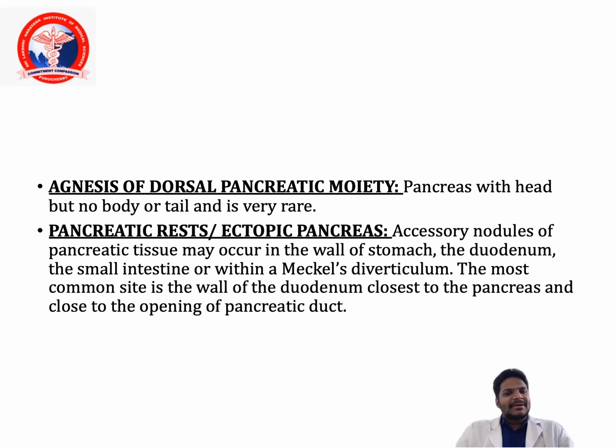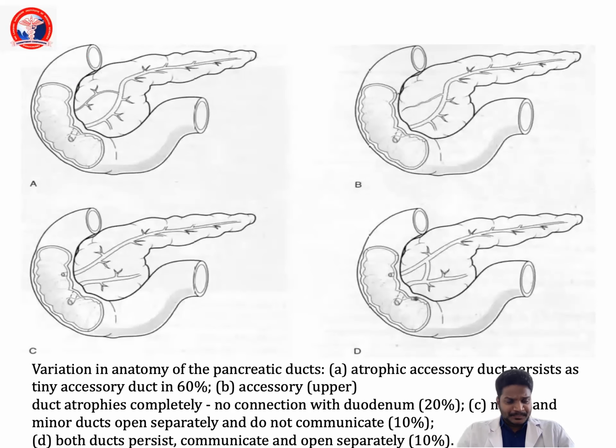Pancreatic rests or ectopic pancreatic cells can be seen along the migratory path, along the gastric wall, or as accessory nodules of pancreatic tissue, which occur on the wall of the stomach, the duodenum, the small intestine, or within a Meckel's diverticulum. The most common sites are the wall of the duodenum closest to the pancreas and close to the opening of the pancreatic duct, which are common locations for ectopic pancreatic cells.